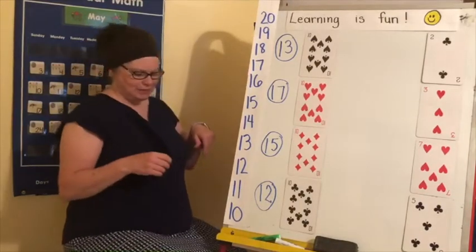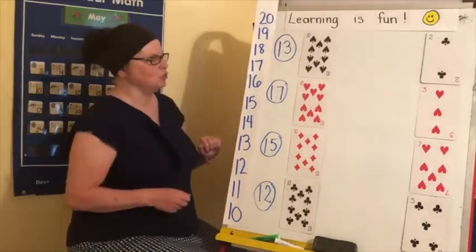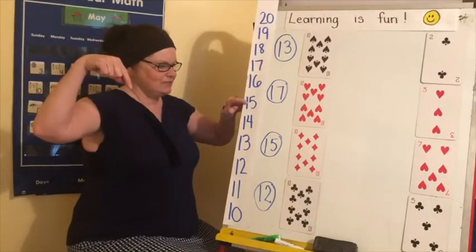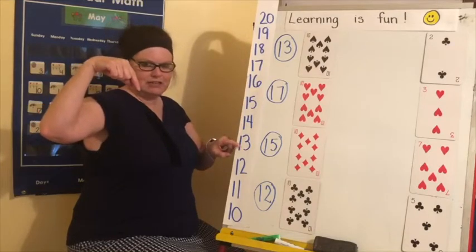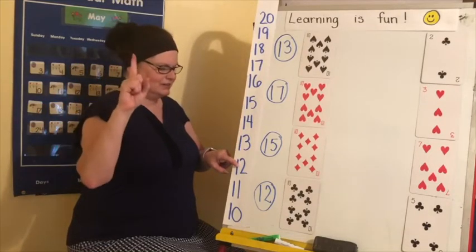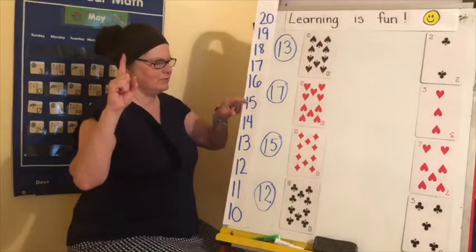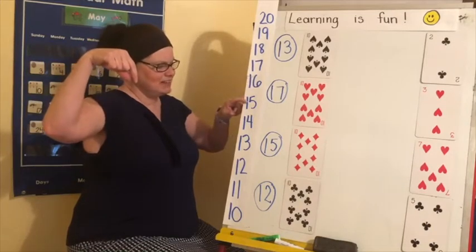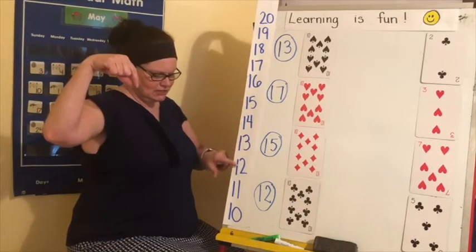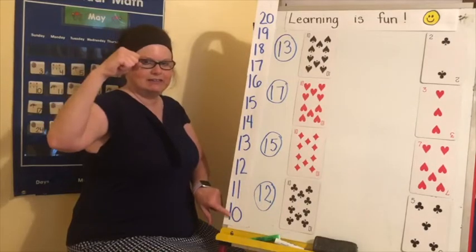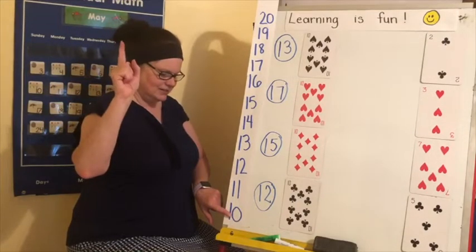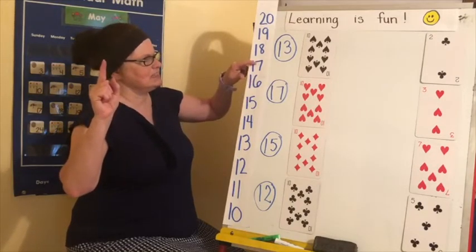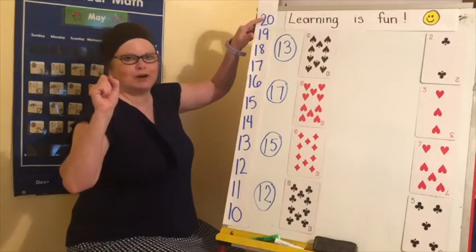All right, let's do a little happy counting with our numbers from 10 to 20. I'm going to start at 17, 16, 15, 14, 13, 12, 12, 13, 14, 15, 16, 16, 15, 14, 13, 12, 11, 10, 10, 11, 12, 13, 14, 15, 16, 17, 18, 19, 20.